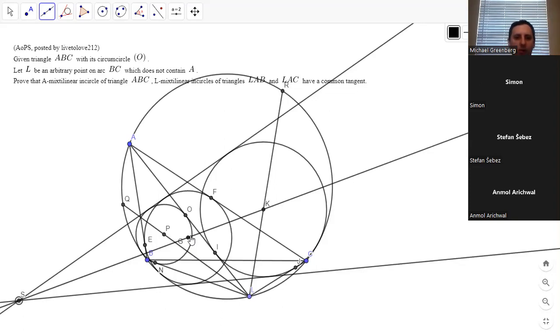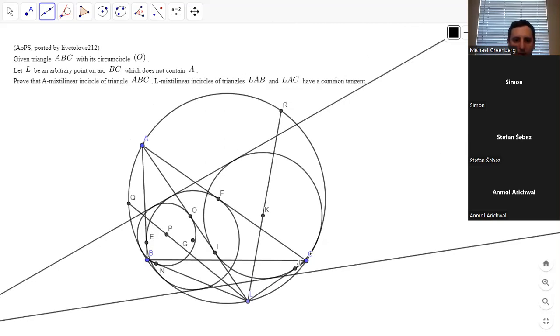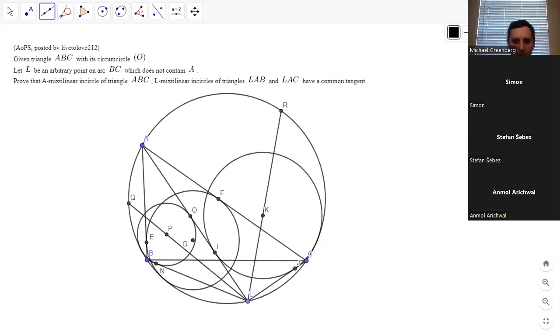I got confused. Maybe we could try Monge's theorem somehow. Yeah, what would that look like if we use Monge's theorem? Basically, Monge's theorem would be trivial if the three had a common tangent.